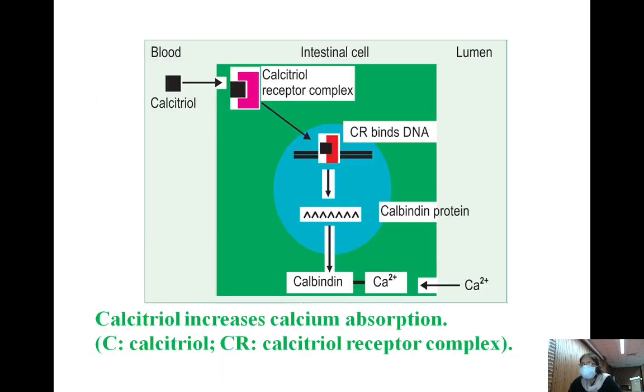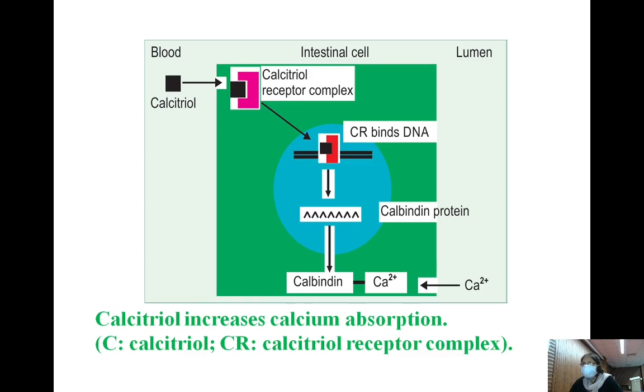This is how calcium is absorbed from the intestinal lumen. In the intestinal lumen, dietary calcium will form the calcitriol receptor complex. This calcitriol induces the synthesis of one protein, the calcium binding protein calbindin, isn't it? That calbindin binds with the calcium and calcium gets absorbed.